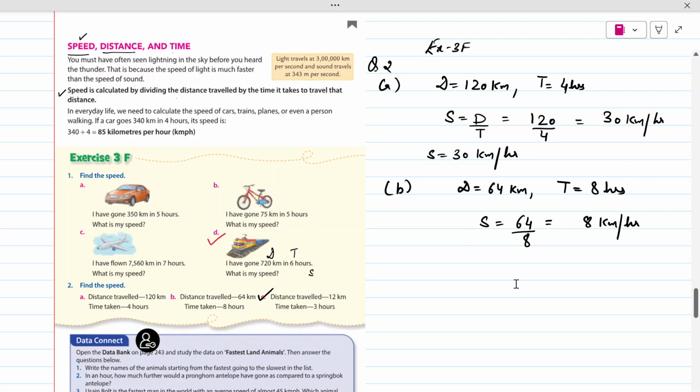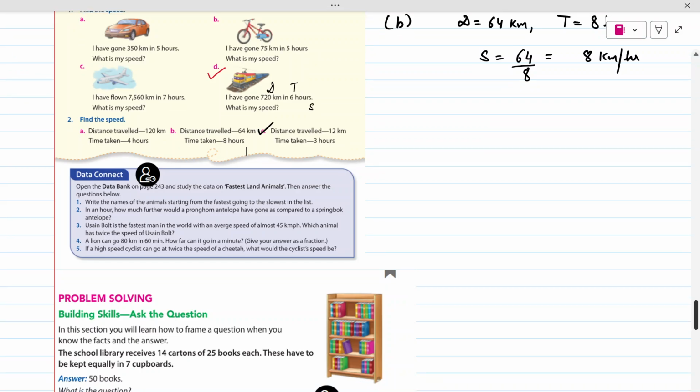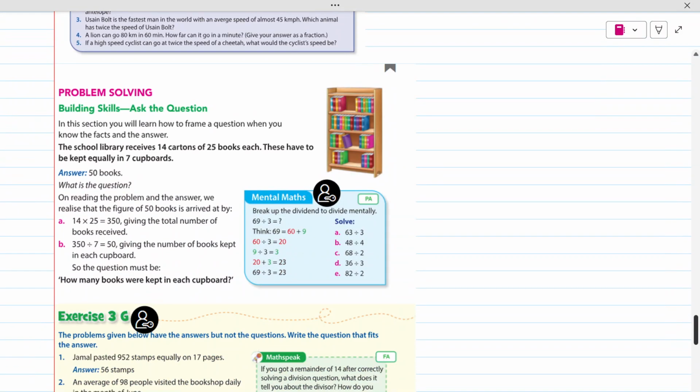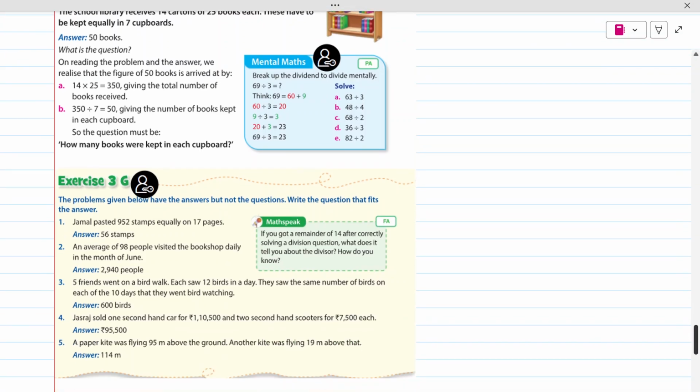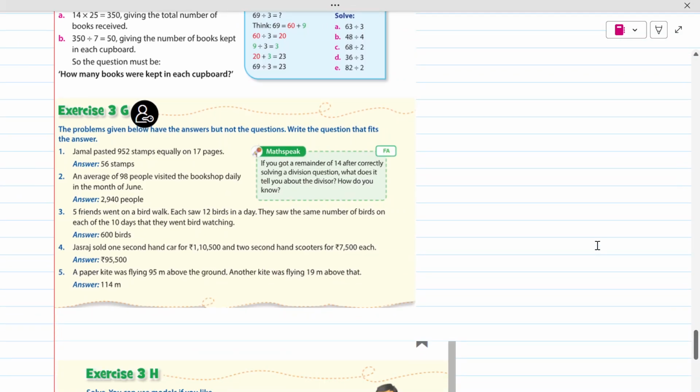So, now after 3F, let's move to the problem solving. Kids, what is given to us in this exercise? I'm going straight to the exercise because this is very easy. The problems given below have the answers, but not the questions. Write the question that fits the answer. So what is given to us here is a part of the problem and the answer to the problem. But what we have to do here is complete this question.